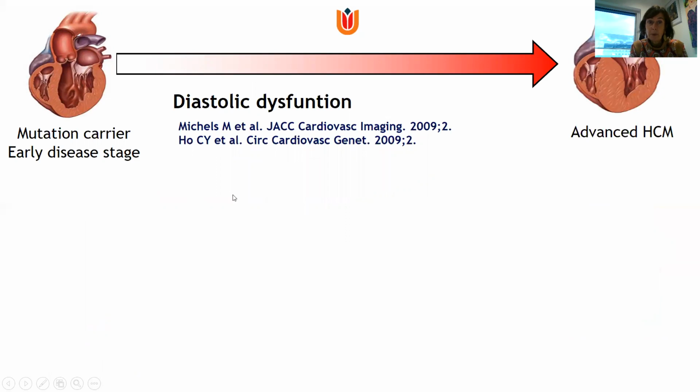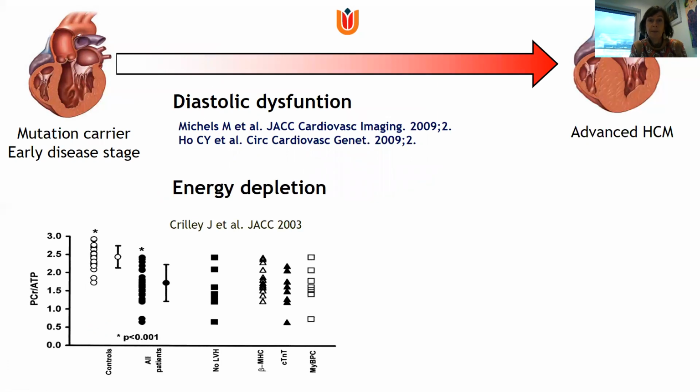Now, many studies have been performed in patients in the clinic, and as I indicated, the most striking function impairment is a diastolic dysfunction. And this has been observed already at an early stage of the disease development. So in people who do not have advanced remodeling, who do not show hypertrophy of the left ventricle, impairment of relaxation has been observed.